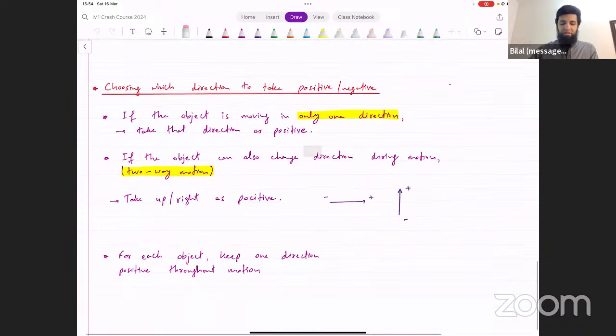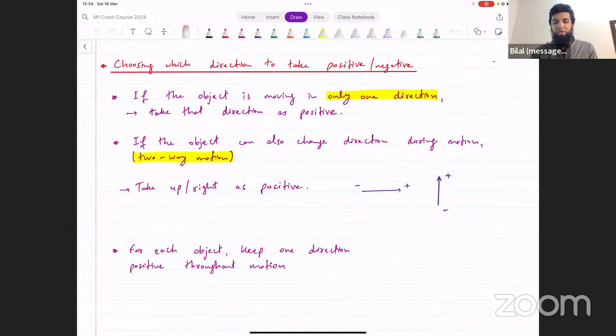And then we discussed how to choose which direction to take positive. This is a very important thing in kinematics. Otherwise, you'll end up doing a lot of careless errors if you're not careful about it. How do you choose which direction to take positive? Now, theoretically, we said you could actually take any direction as positive as long as you're consistent. It would work. However, going with these conventions is going to make things simpler to understand and more intuitive.